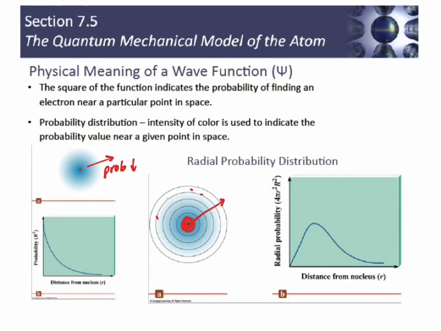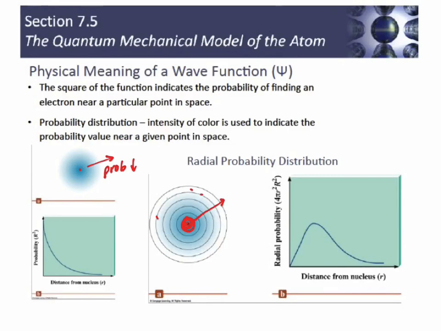Another, yes? So does that mean that there's less electrons? Or that our chance of finding out where they are is less? Your chance of finding out where they are is less. It'd be easier to find them the closer they are to the nucleus than the further out they go.